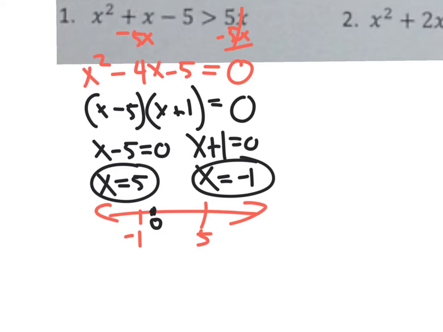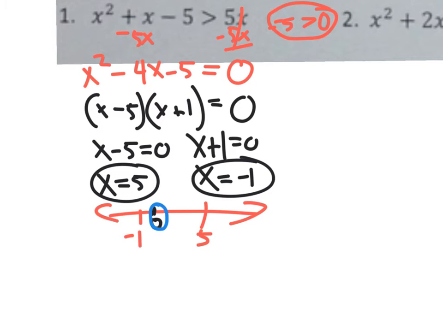What does that mean, test 0? I'm going to plug in 0 for x up here on the original. So 0 squared plus 0, and on the original 5 times 0 over here. So what do I end up with when I plug in a 0? I end up with negative 5 is greater than 0. And ladies and gentlemen, negative 5 is definitely not greater than 0. That's false. So we know that 0 is not a solution.